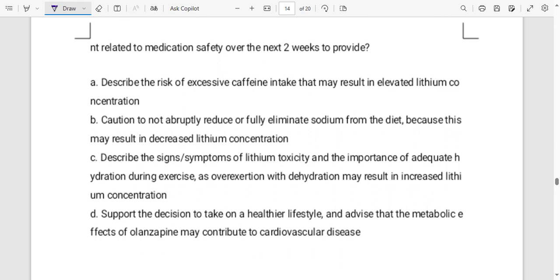D, support the decision to take on a healthy lifestyle and advise that the metabolic effects of olanzapine may contribute to cardiovascular disease. So the doc picks C. Anyone else?